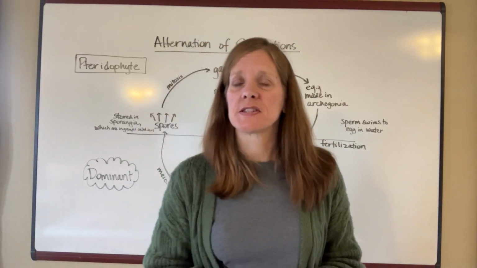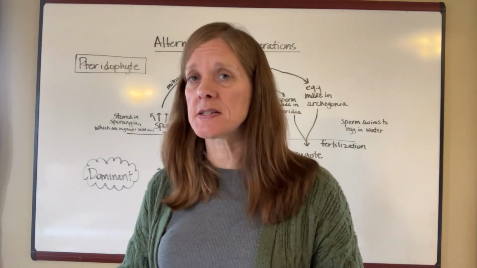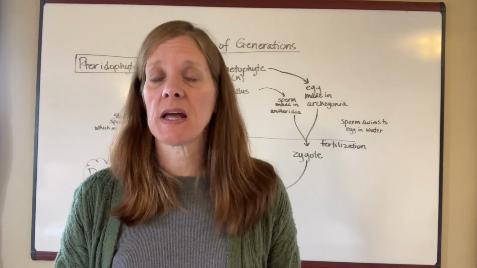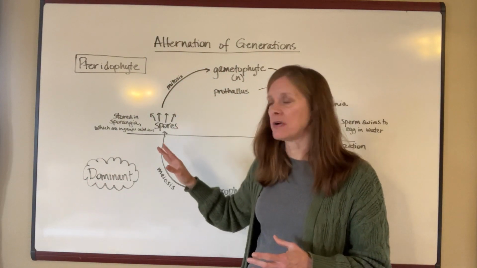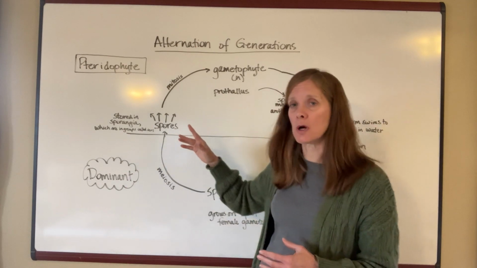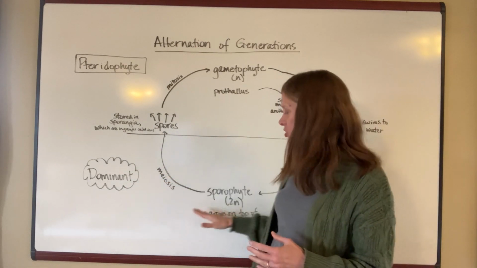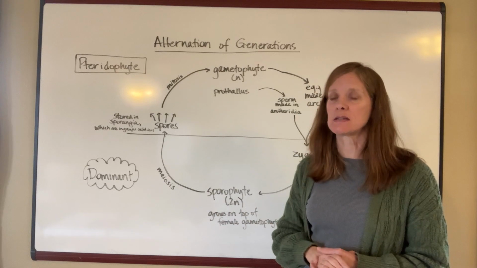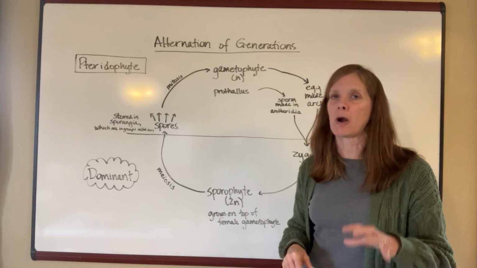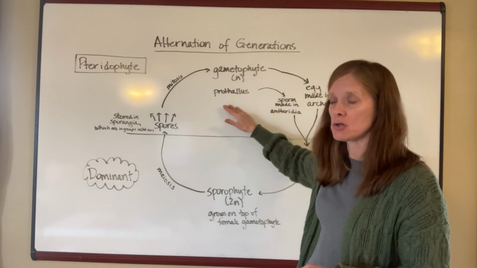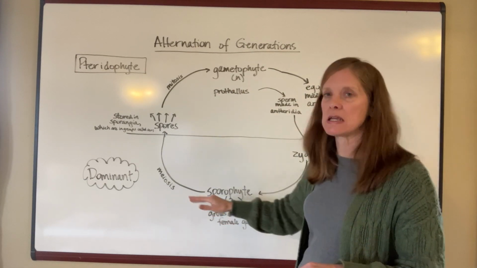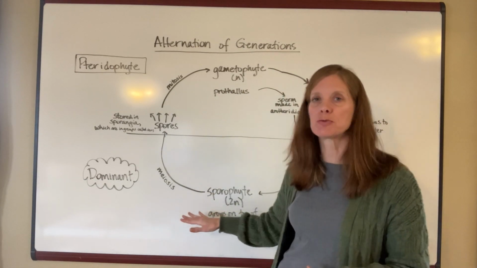The next group of plants that we're going to look at is the pteridophytes, and those are commonly known as ferns. They actually have, as I mentioned before, their dominant generation is the sporophyte generation. It is different than the bryophytes. The bryophytes are the only ones that have a dominant gametophyte generation. So now we're getting into all of the plants that have a dominant sporophyte generation.